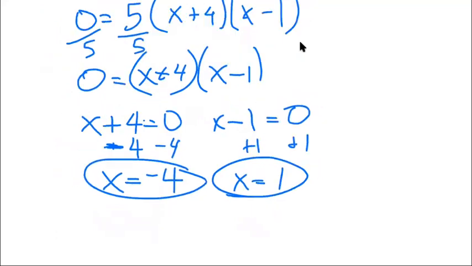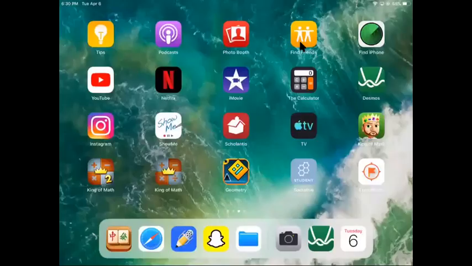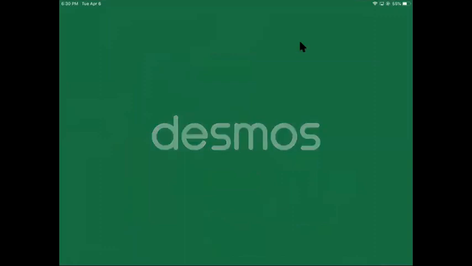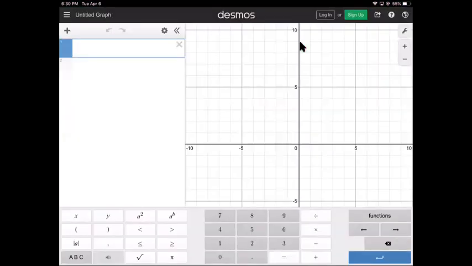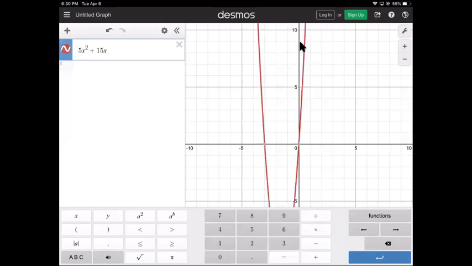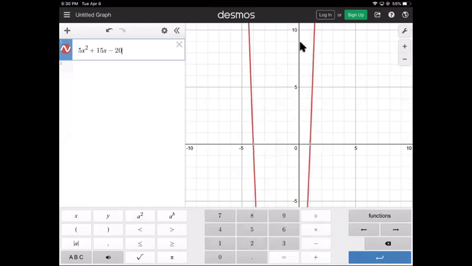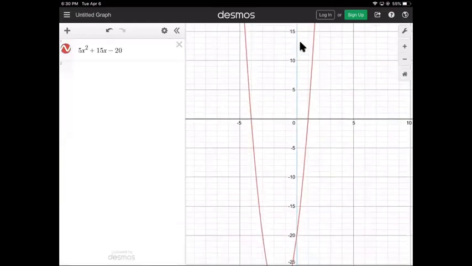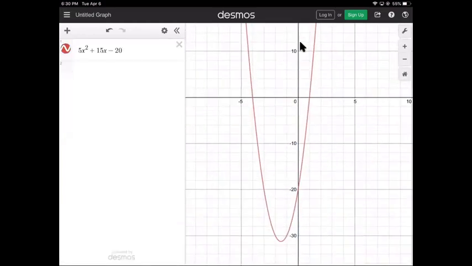Now, to do the y-intercept, if I go back to Desmos really quickly. Come on, Desmos. Oh, my equation's gone. What equation did we have in there before? Let's put in the equation we're working with: 5x squared plus 15x minus 20. There's my graph. I want to see it, so I'm going to pinch and squish it down. What is my y-intercept? Where does it cross the y-axis? Right there. 0, negative 20.